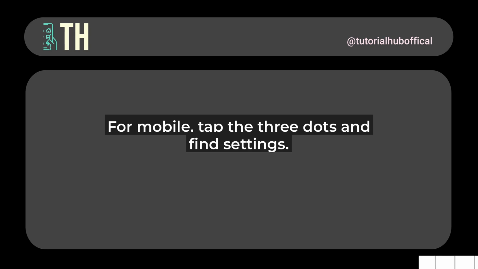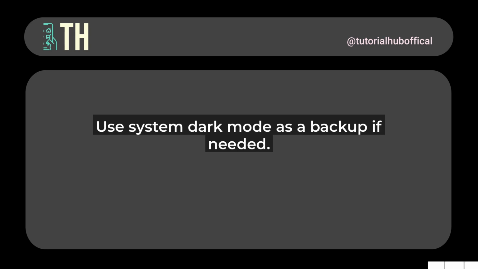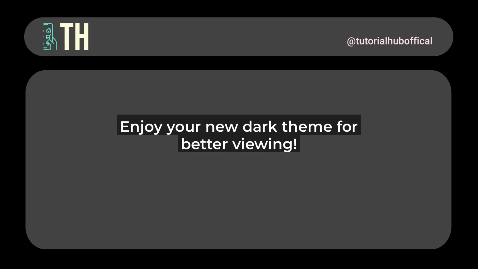Once you've made the change, head back to your spreadsheet and voila! Everything should now be in a sleek dark theme. It's that simple. Pro tip: if you're using the Google Sheets mobile app, just tap the three dots in the top right, go to Settings, and flip the dark mode switch there. There you have it. Enjoy working in the dark without the harsh lights.